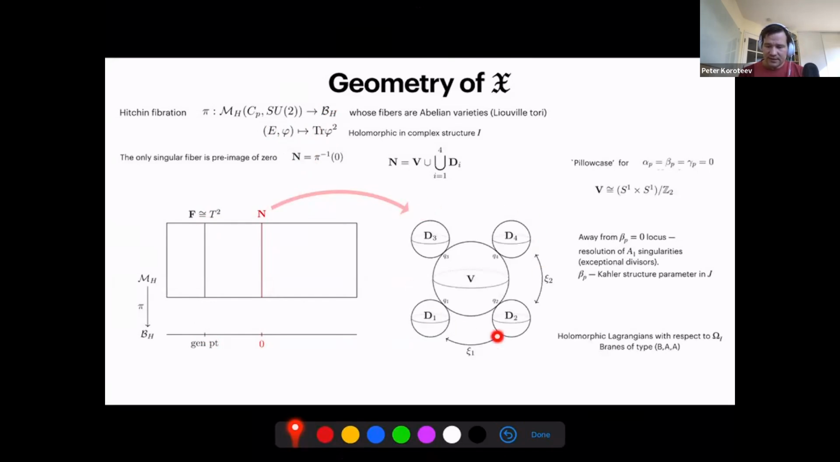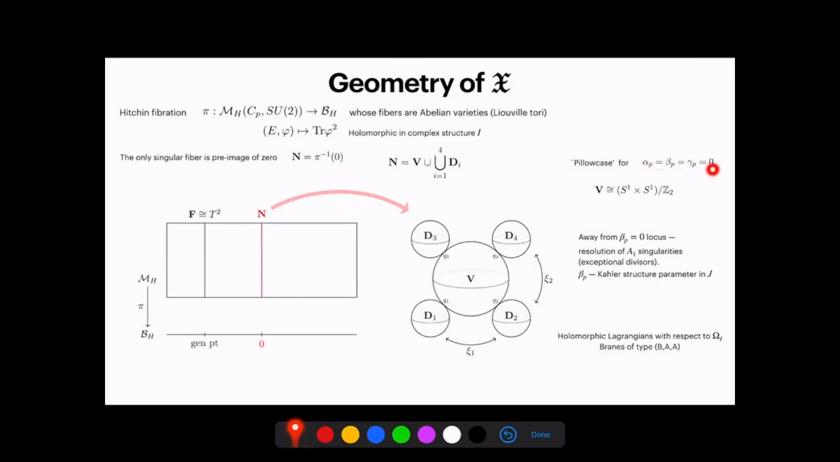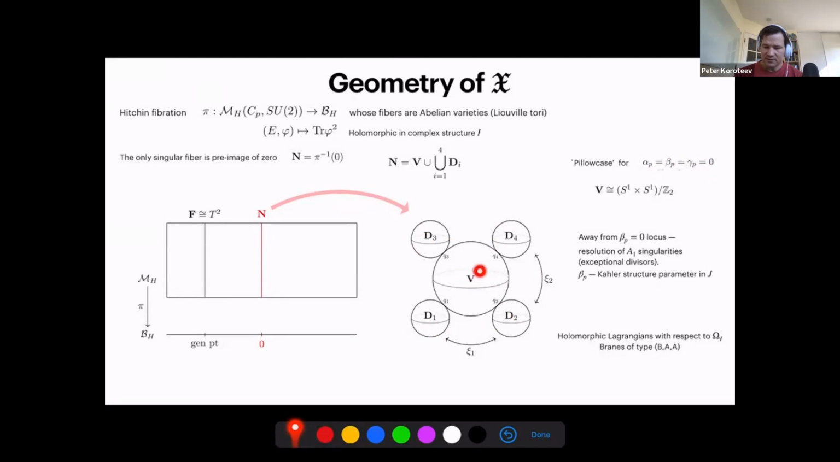The topology of this is 5 CP1s, which are connected like this at 4 different points. That's how this Kodaira I0 star type fiber looks. When all of those alpha, beta, gamma vanish, then we get the pillowcase. This V here, which is sometimes called the Bun-G component, which appeared in Pavel Letnikov's talk yesterday in a slightly different context, is this component over here. And then when this happens, these divisors D1 through D4 shrink to 4 points, so they are not there.